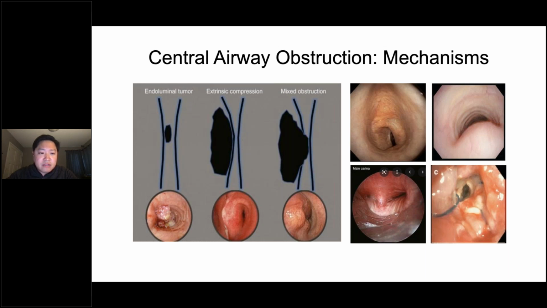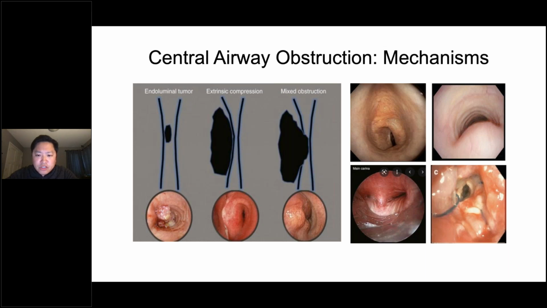There are generally three mechanisms: obstruction from a pure endotracheal or endobronchial tumor; a pure extrinsic compression, where the airway mucosa is intact but the extrinsic compression causes narrowing of the airway; or mixed obstruction, where there's infiltrative disease from something extrinsic, and now you have mucosal involvement.